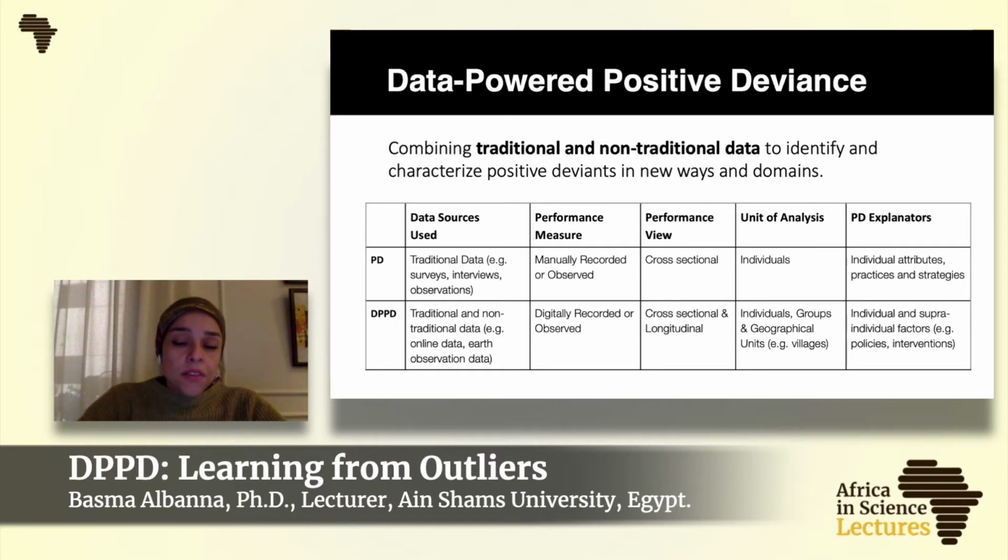In the positive deviance approach, usually the explanators, or the factors explaining positive deviance, are at the level of individuals. So they could be individual attributes, practices, and strategies. While the data-powered positive deviance method enables looking into both individual and supra-individual factors, that are factors beyond the control of individuals, such as how policies are impacting the performance of villages, or how a certain intervention increased yields in a certain area or a governance scheme.